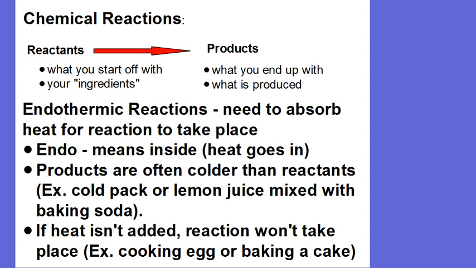Another way to know if something is an endothermic reaction is if the reaction won't take place without adding heat. For example, cooking an egg or baking a cake. Those are endothermic reactions. If you just leave the egg in the pan without turning on the stove, or you leave the batter in the bowl and never put it in the oven, those reactions are never going to take place. You're never going to cook that egg. You're never going to get a cake. You need to add that heat energy. That energy needs to be absorbed in order for the reaction to take place.